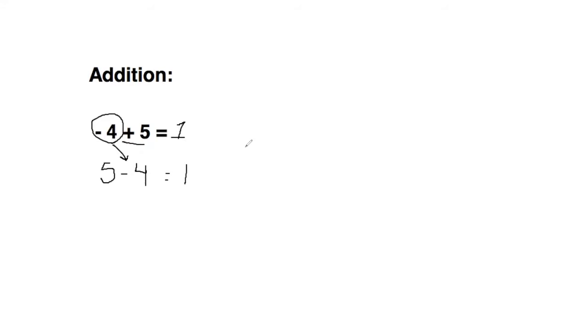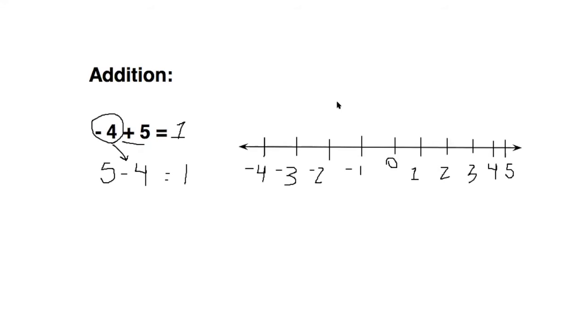You could also do it with a number line. For a number line, what you would do is you would start at -4, which is here, and you would add 5. So you would do 1, 2, 3, 4, 5, and you get to the number 1. So your answer is 1.